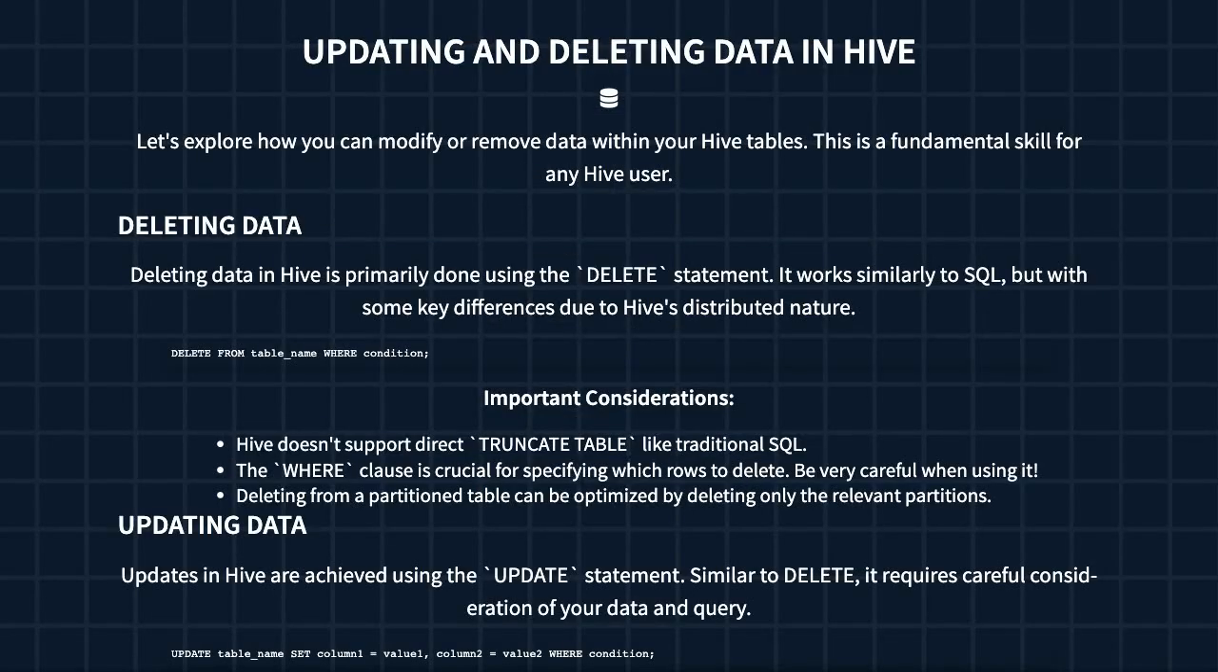Okay, let's dive into how we manage data changes in Hive. When it comes to deleting rows, the delete statement is your go-to tool. Think of it like SQL delete. But remember, Hive doesn't have a direct truncate table, so you'll need to use the where clause to be precise about which data gets removed. And if you are working with partitioned tables, deleting specific partitions can really speed things up.